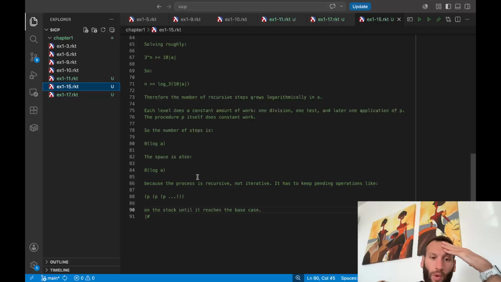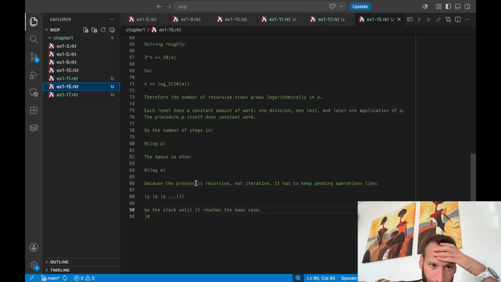And also we have to consider another note that I wrote here, because the process is recursive, not iterative. We must acknowledge that there are pending operations, like P that calls P applied to P, applied to P, applied to P on the stack until the base case is reached.